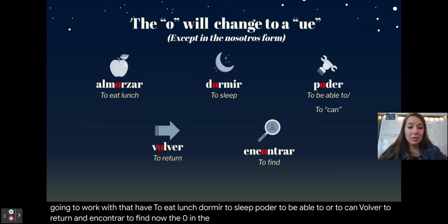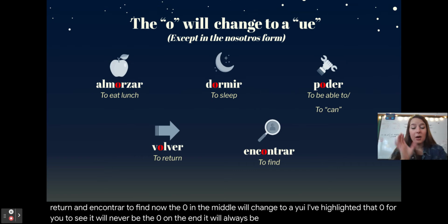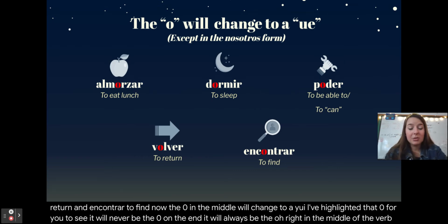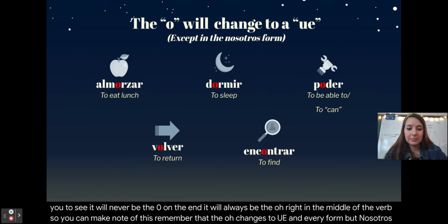Now, the O in the middle will change to a UE. I've highlighted that O for you to see. It will never be the O on the end. It will always be the O right in the middle of the verb. So you can make note of this. Remember that the O changes to a UE in every form but nosotros, or the we form.